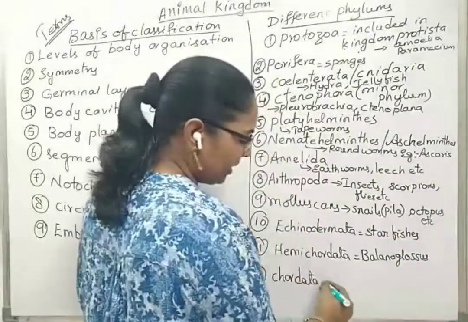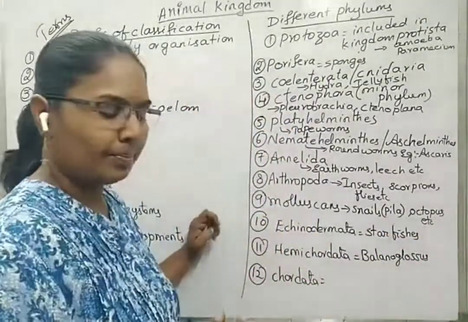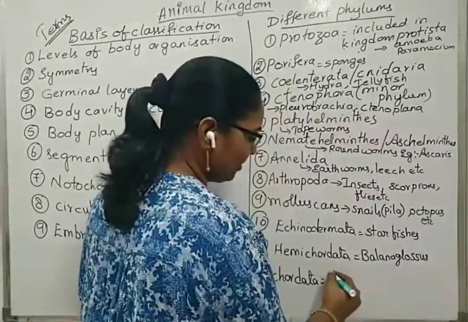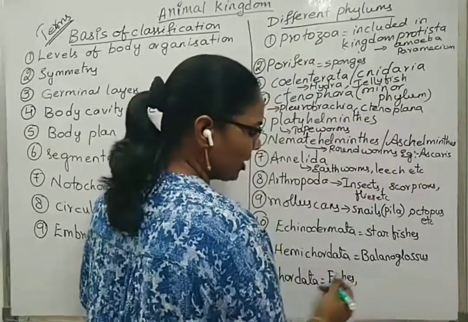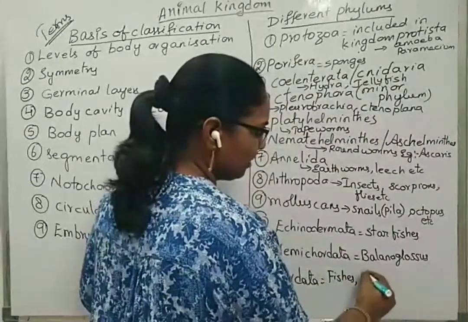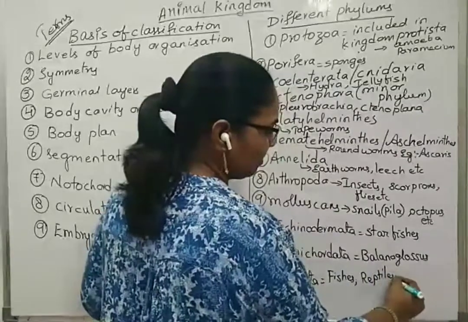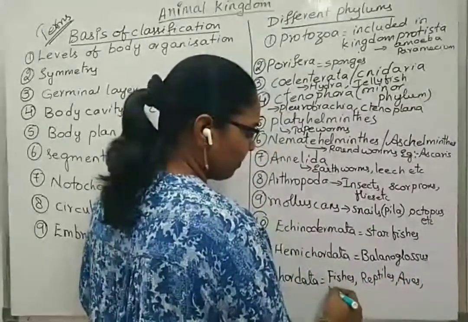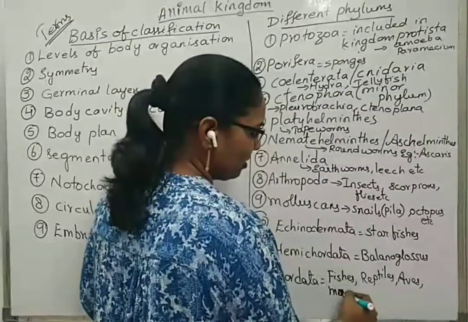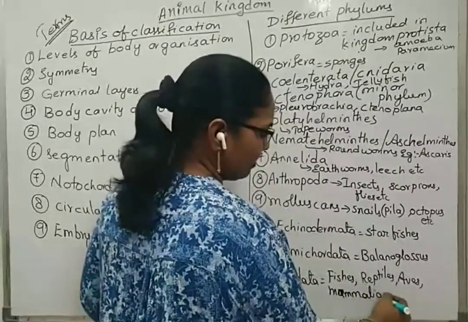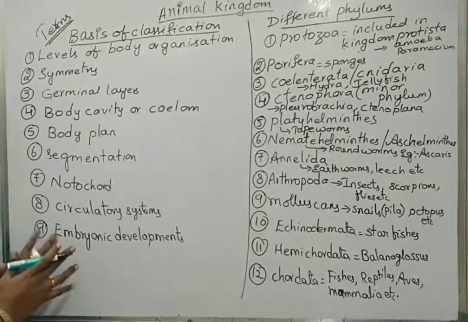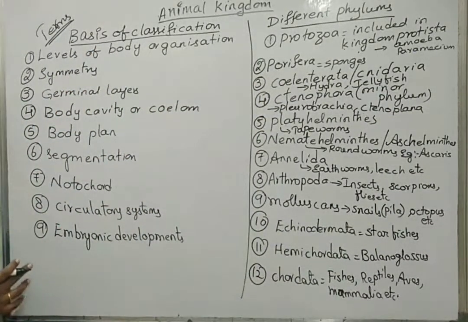Under Chordata, we read about classes like fishes, which come under Pisces, reptiles, Aves like birds, and Mammalia like monkeys and human beings. So these are a few basic terms that we read in depth in this animal kingdom chapter.